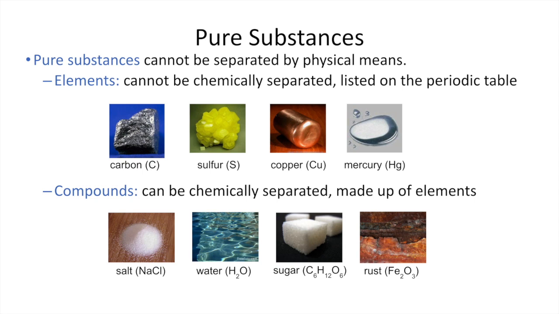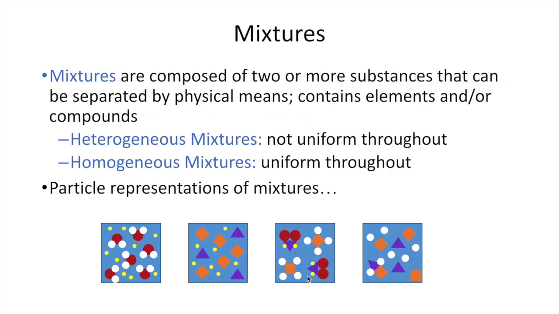Okay, just another quick review of pure substances. Elements can't be chemically separated, and they're listed on the periodic table, like carbon, sulfur, and so on. Then we have compounds, which can be separated through a chemical reaction, or they can be made through a chemical reaction. They're made up of elements. So think water, salt, sugar, rust. All of these have multiple elements in them, making them a compound.